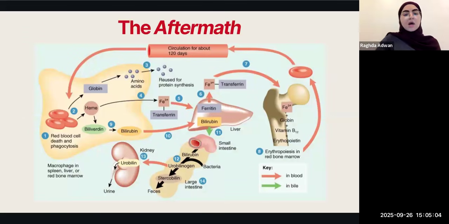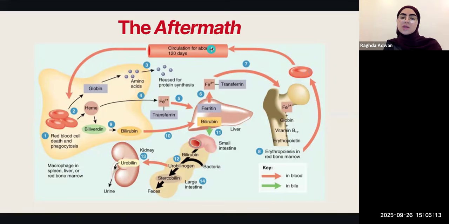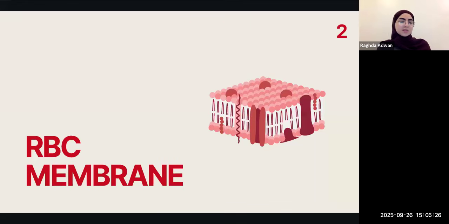So this is the aftermath of what happens to a red blood cell. It starts off here, it gets produced in the bone marrow, it gets released into the circulation, and then it eventually dies after 120 days in a macrophage in the spleen, for example. And this is the end product, the end pathway, which isn't an objective of this lecture exactly, but this diagram was there. Let's move on to the second part of the lecture, which is the membrane.